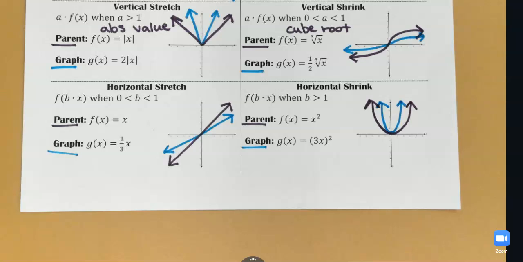So these are just some examples to give you an idea of what these transformations look like. There can be more than one transformation done to a function. You could have stretches and shifts. You could have reflections and shifts, etc.